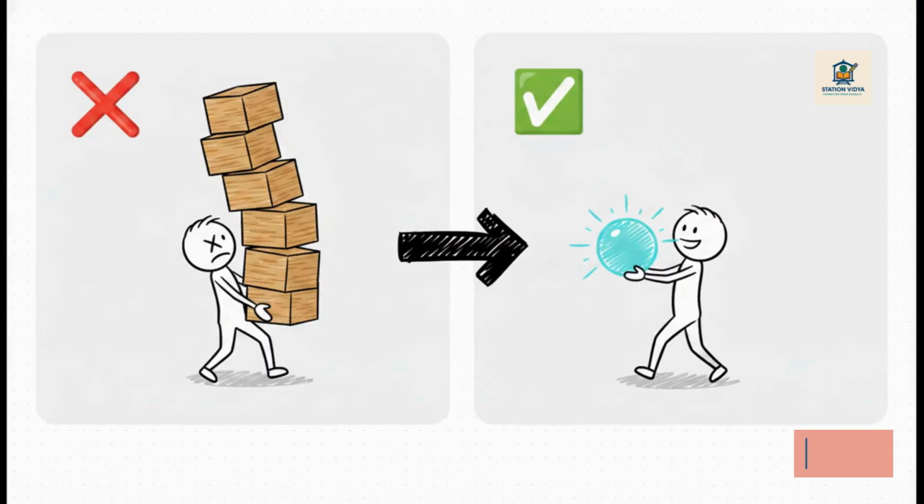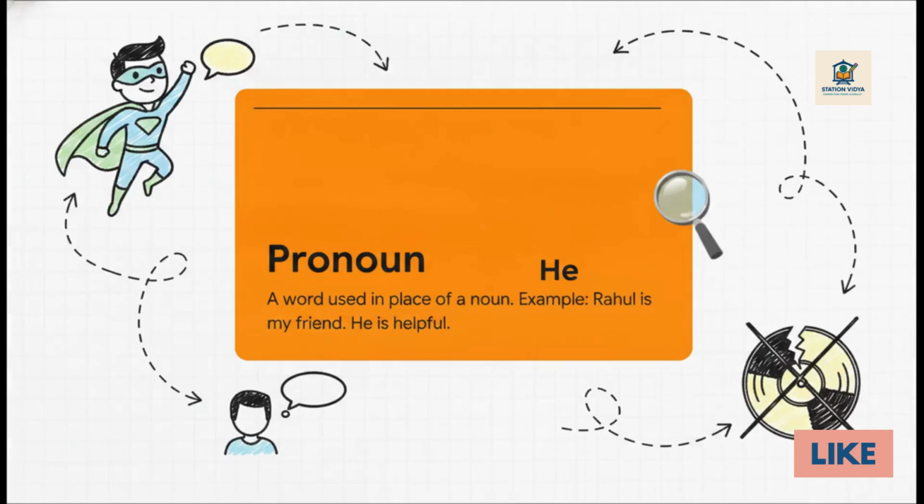And that brings us to our brilliant solution. Instead of saying Ria is a student, Ria is hardworking, we simply change it to Ria is a student, she is hardworking. See what happened there? By just replacing that second Ria with the word she, our sentence instantly becomes so much smoother, natural, and way easier to say.